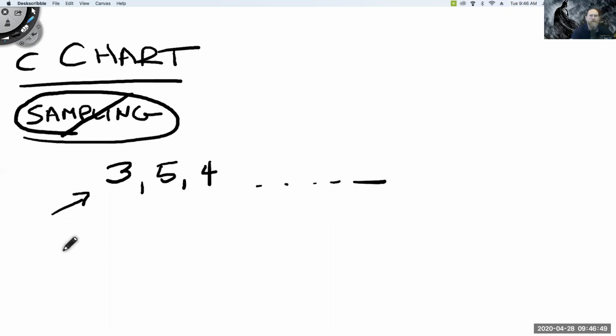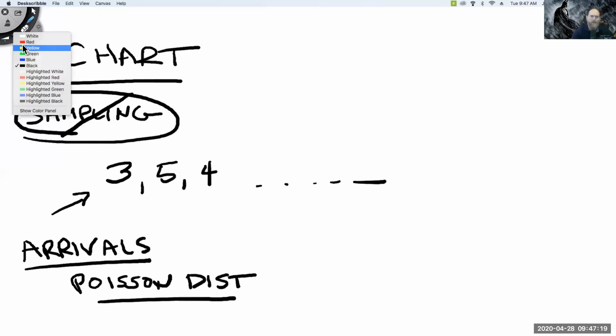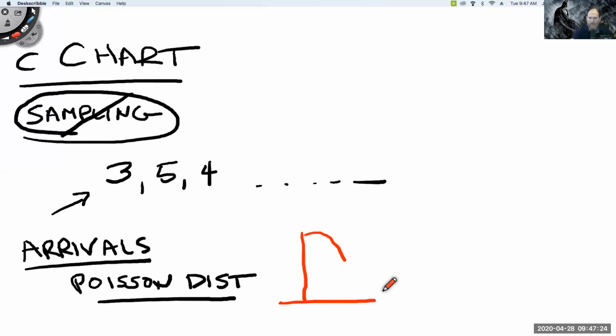And in terms of modeling theory and control chart theory, these are analogous to arrivals into a system. And every time we model arrivals into the system, we use what's called the Poisson distribution. That's just the way we model that. And if you want a little bit more about the Poisson distribution, it kind of looks like this.